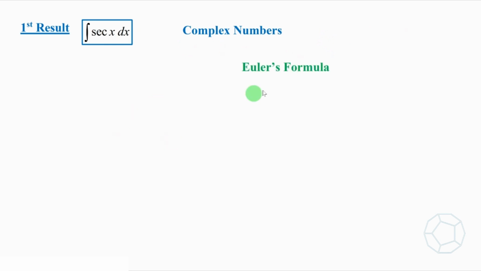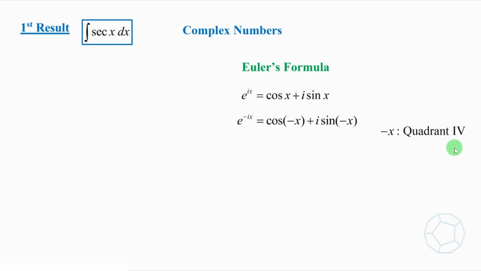First of all, we'll use the famous Euler's formula e to the power of ix is equal to cosine x plus i sine x. Replace x by negative x, we get this equation. Because negative x is in quadrant 4, therefore cosine is positive and sine is negative. And then it's simplified to cosine x minus i sine x. How is it related to integrate secant x dx?